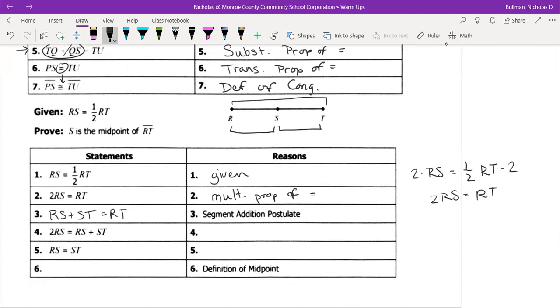Now statement 4 looks pretty similar to statement 3. I've got 2RS equals RS plus ST. Well, if I look at statement 3, that RS plus ST is the same, except instead of RT, I've got 2RS. Okay, replacing means substitution is what I want to think about. So I have to look at my previous statements. Do I have a statement that shows those are equal to each other? I do, it's in statement 2. So this is my substitution property of equality.